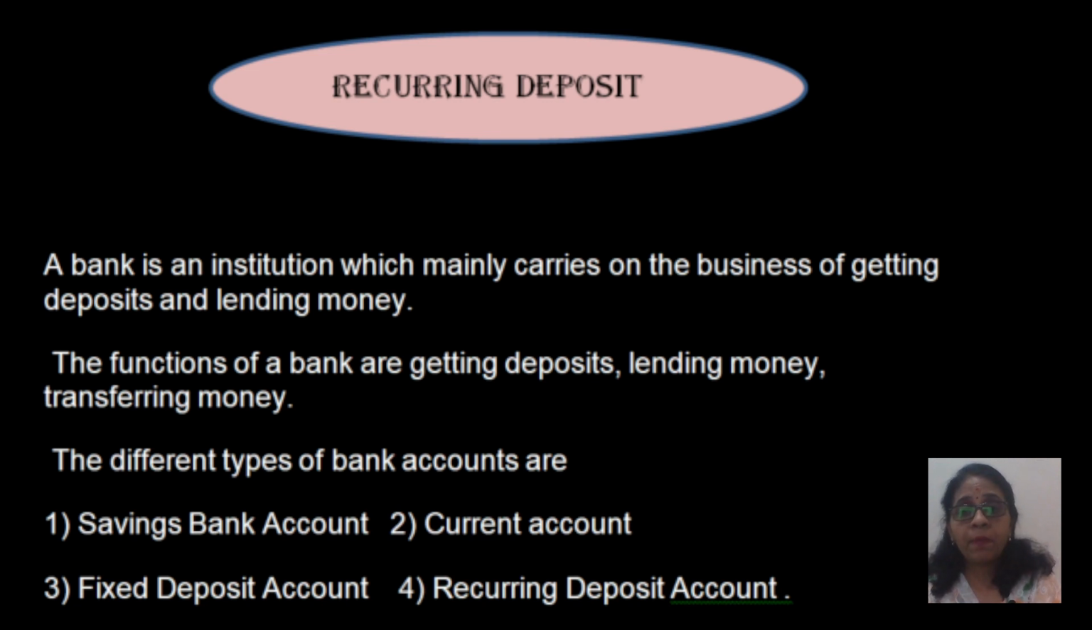Let's keep aside lending and transferring and focus on deposits. You can deposit your money in the bank in the form of various accounts: the savings bank account, the current account, the fixed deposit and the recurring deposit account. Let us briefly know about these four accounts before we get into our recurring deposit account. Savings bank account, as the name itself says: you save the money in your savings bank account and you are free to use it when there is a need for you to use it.